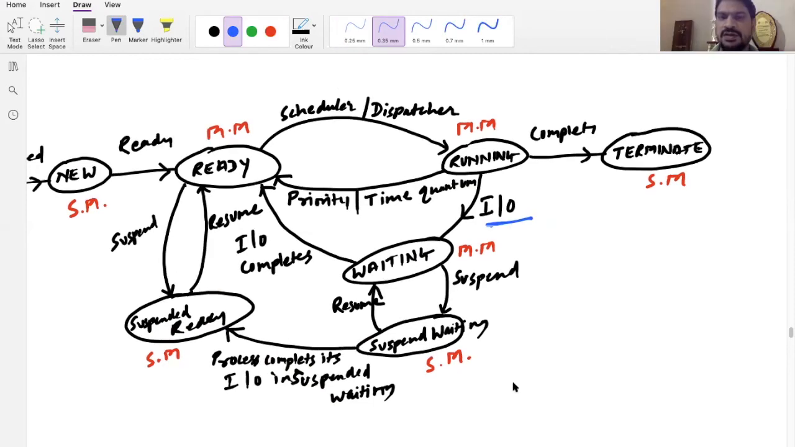Okay. All the processes require some sort of scheduler. So there are three types of scheduler that will be used. The first scheduler is called the long-term scheduler.